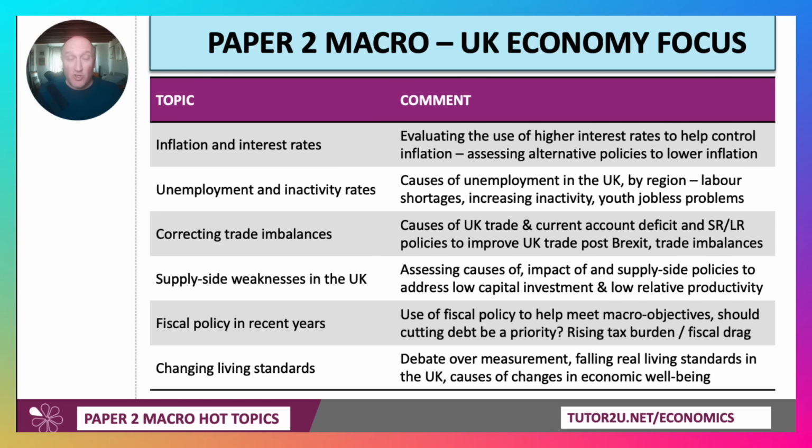The first is what's been happening, of course, with monetary policy and the use of higher interest rates as one policy to help control inflation. So assess both the cause and consequences of inflation and the use of higher policy interest rates to control inflation. In particular, assess alternative strategies, the use of fiscal and supply side policies to bring inflation down.